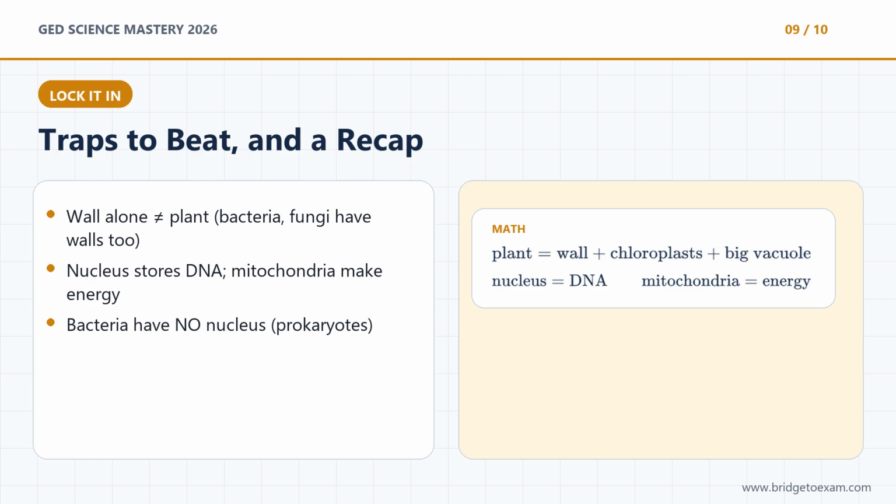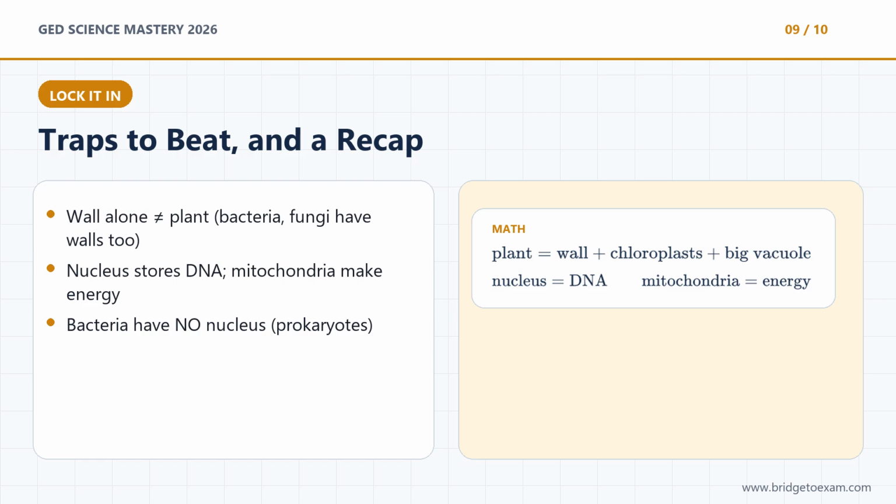Let's lock in the traps the GED loves about cells. 1. Assuming a cell wall means plant, but bacteria and fungi also have walls. The true plant signal is chloroplasts, a wall, and a big vacuole together. 2. Thinking the nucleus makes energy. No, the mitochondria release energy. The nucleus stores DNA. 3. Thinking bacteria have a nucleus. They do not. They are prokaryotes. 4. Mixing up the membrane and the wall. The membrane controls traffic. The wall gives support.